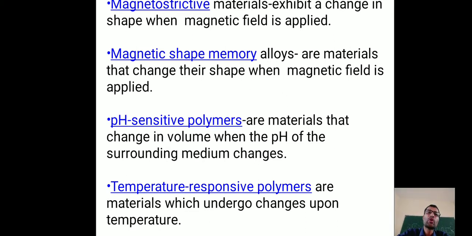Then pH sensitive polymer. pH sensitive polymers are materials that change in volume when pH of the surrounding medium changes. So pH sensitive polymers are such materials in which due to the change in pH of the surrounding medium, volume of this material gets changed.